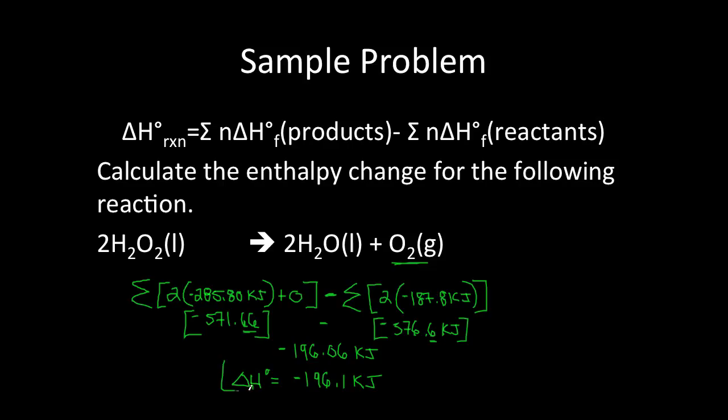So it looks like we're going to have an exothermic reaction, and if I wanted to add that to my equation, I would add it on the product side. So I'd add 196.1 kilojoules. And notice it's not per mole because I am decomposing 2 moles of H2O2.